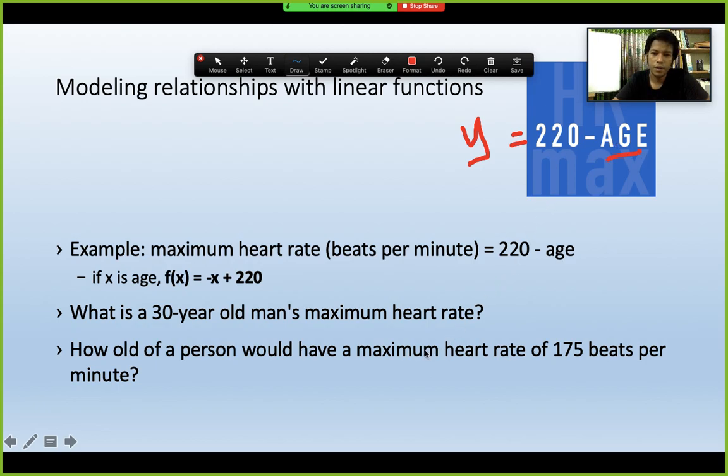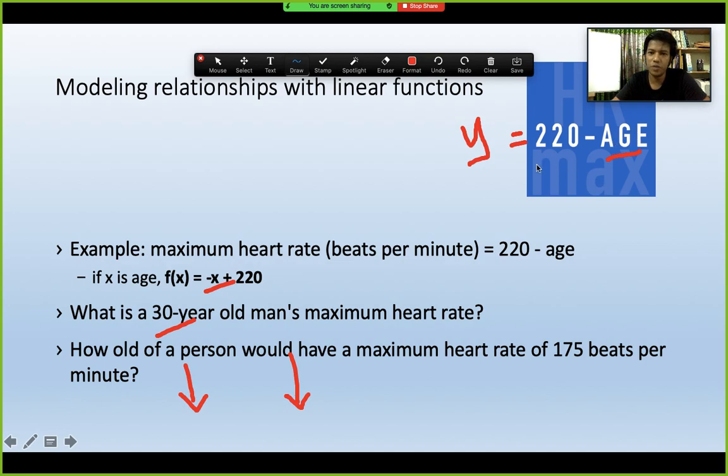So this way we can find it out. Then 30 years old, we can just put here 30. Then what will be the heartbeat? We can find it out. And then we can answer more questions. We can extend that from different angles. For example, if we put here y equal to 0, then what happens? This kind of thing we can find out. How old a person would have a maximum heart rate of 175 beats per minute. That means we can put here 175. Then we can find out the age.